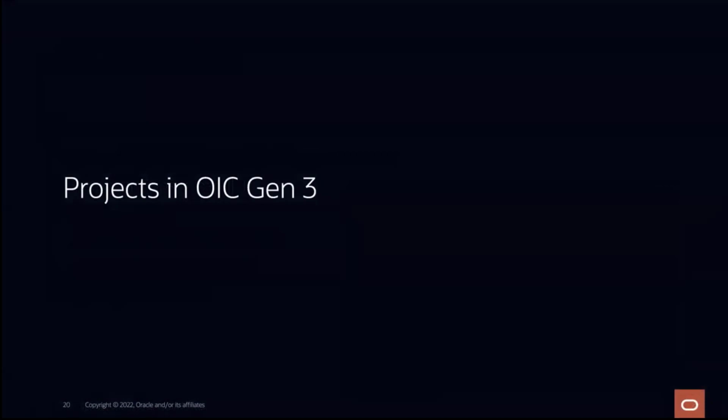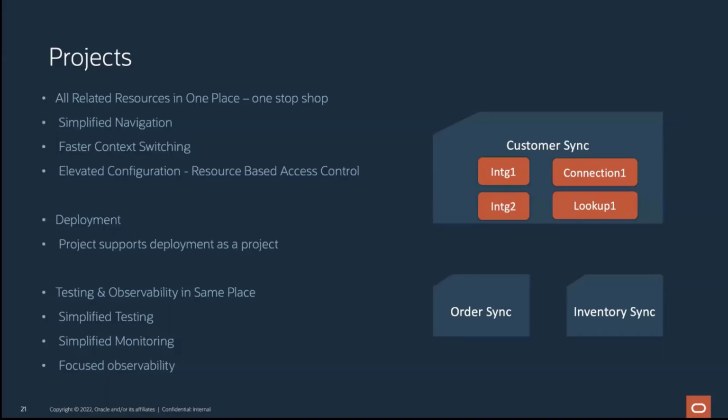And then second, we have projects in OIC Gen 3. So what are projects? Projects are a new way to organize resources in Oracle Integration Cloud Gen 3. Previously in Gen 2, you had all of your integrations in one place, no matter when they were created or who they were created by.